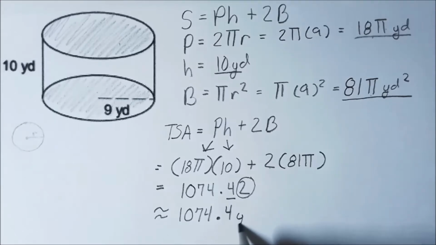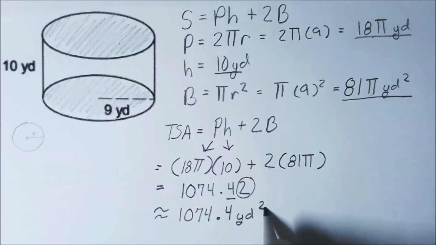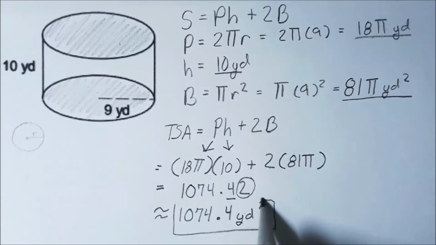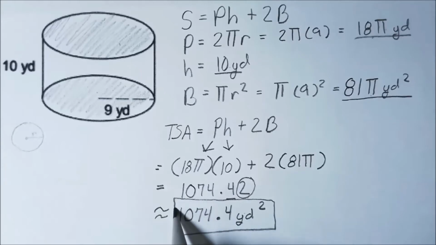And then we'll put yards squared. Now that's very important. Remember to put yards squared, or whatever that is. If it's centimeters, put centimeters. If it's kilometers, put kilometers. But you put it to squared units because area is always measured in square units. And that is our total surface area. We can box it. So if it asks for the total surface area, that would be our answer.